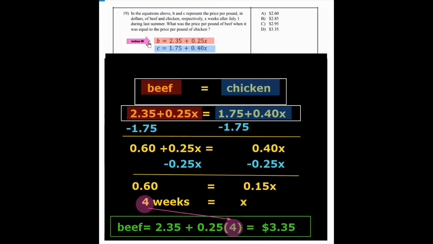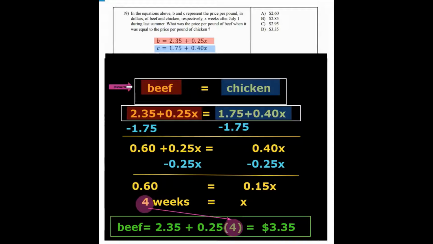Chicken also was $1.75, but each week after July 1st, because people do picnics and barbecues and 4th of July, and they do summers at the beach and summers at a beach house, so they raise the price of meats. Chicken will be 40 cents extra each week. When was the price per pound of beef equal to the price of chicken? Looks like chicken rises faster.